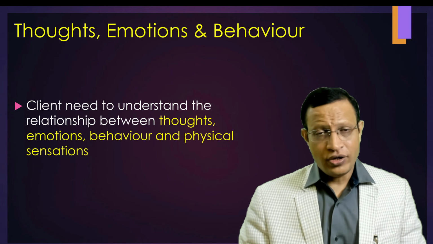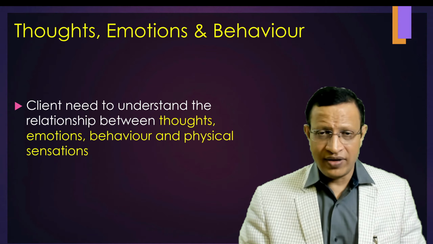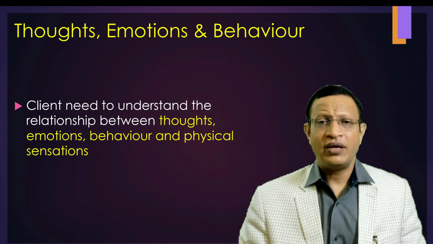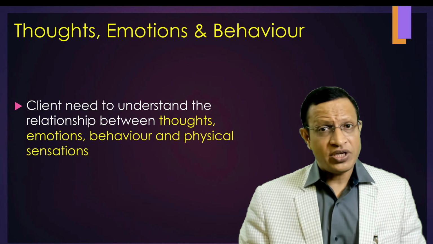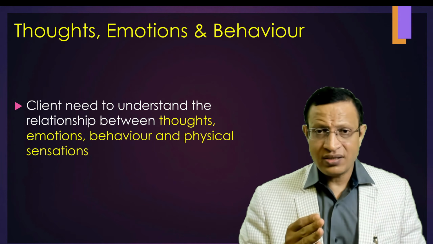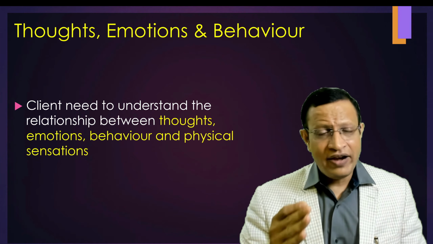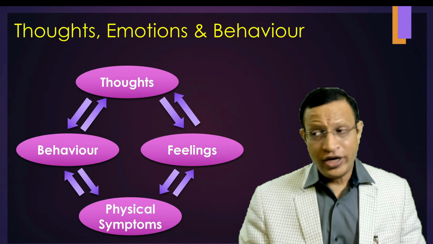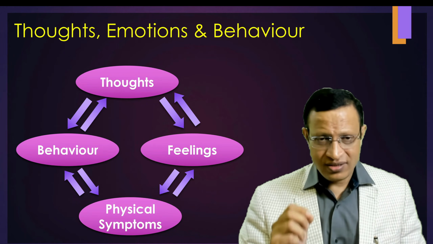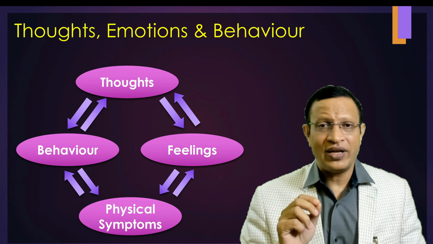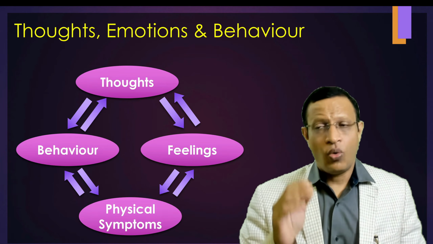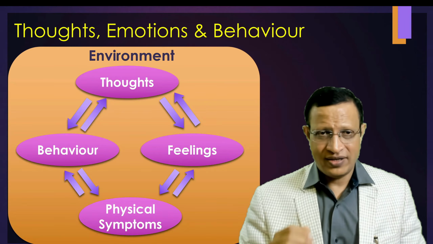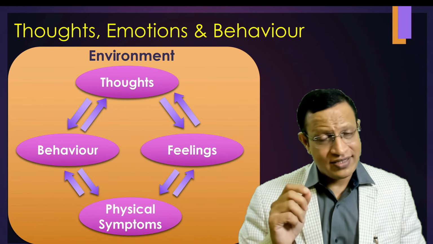Here, you need to discuss thoughts, emotions, and behavior with the patients. The client needs to understand the relationship between these important stakeholders. If the patient is able to delineate between the thoughts, emotions, behavior, and physical symptoms and sensation, then the CBT starts. You need to explain them, giving charts. The diagram should be clearly drawn in front of them. What are thoughts? What are feelings? What are physical symptoms and behaviors? Further, the environment, that is the event.